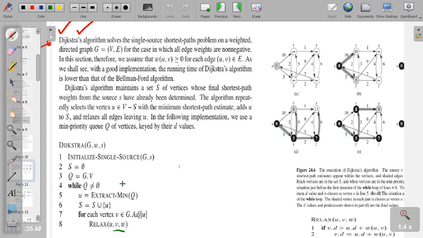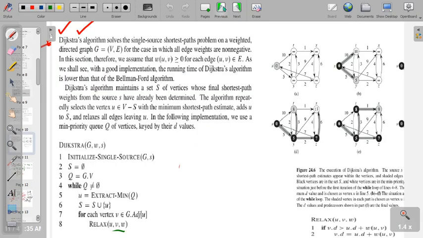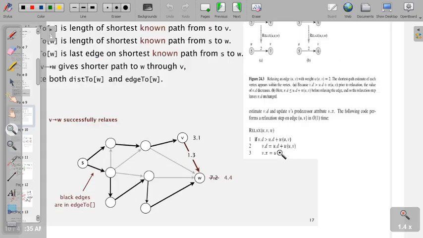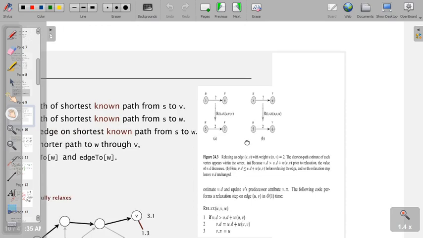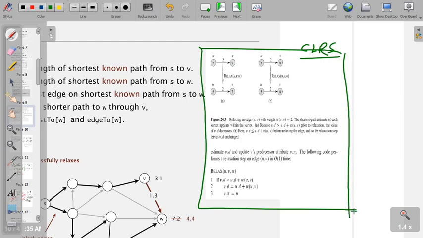Okay, now we are moving to Dijkstra's single source shortest path algorithm. Before that, this relies on the relax procedure. This is from CLRS, this figure.